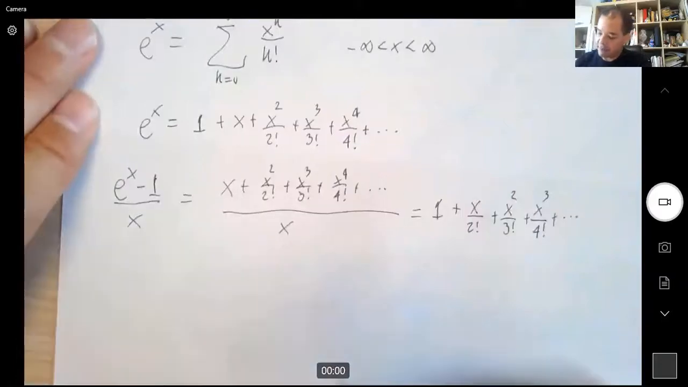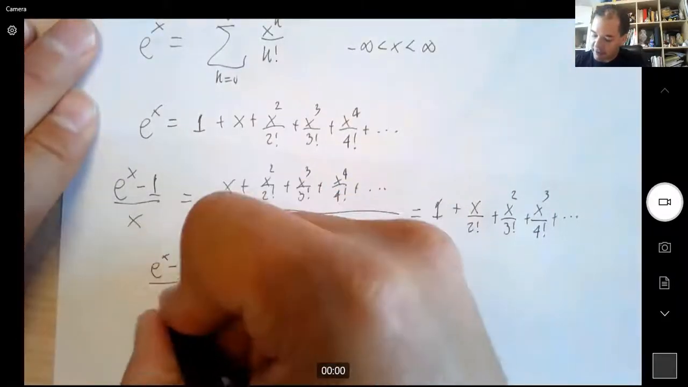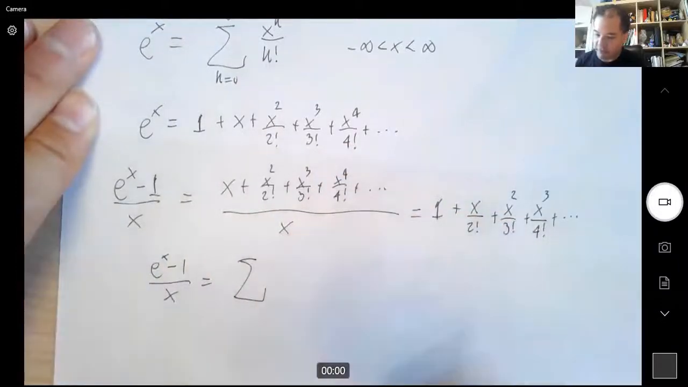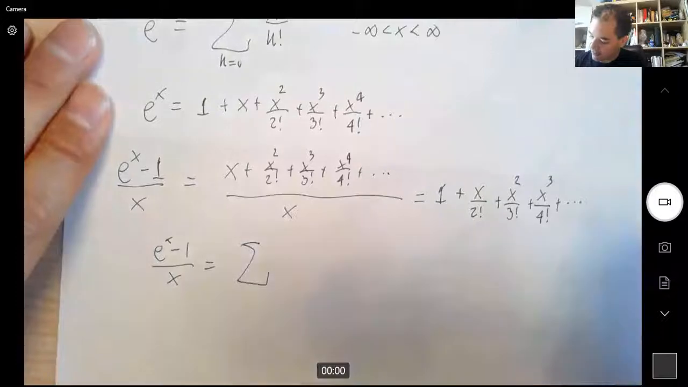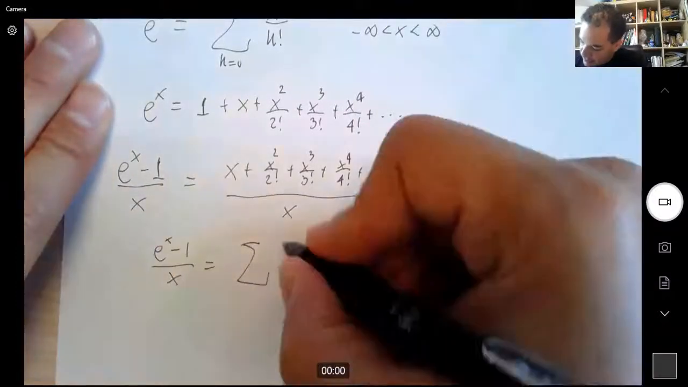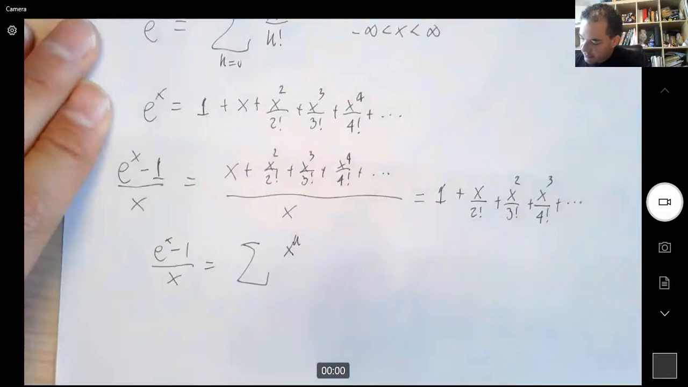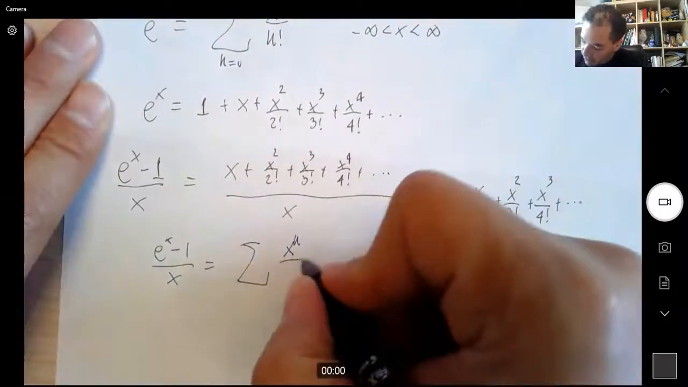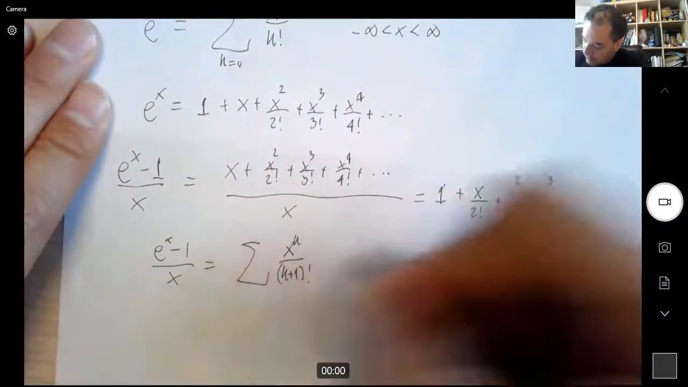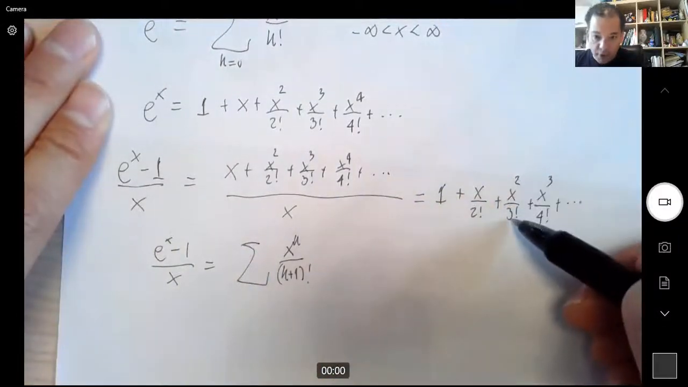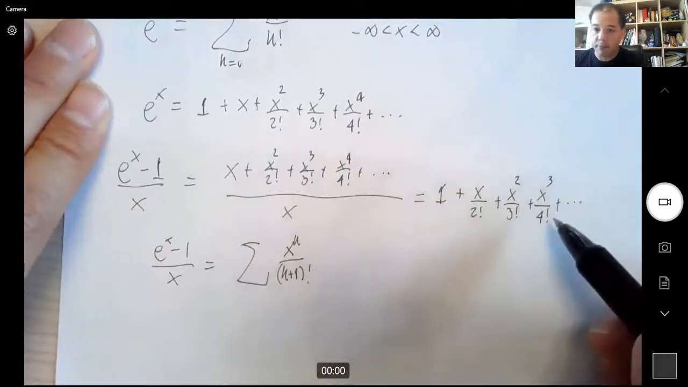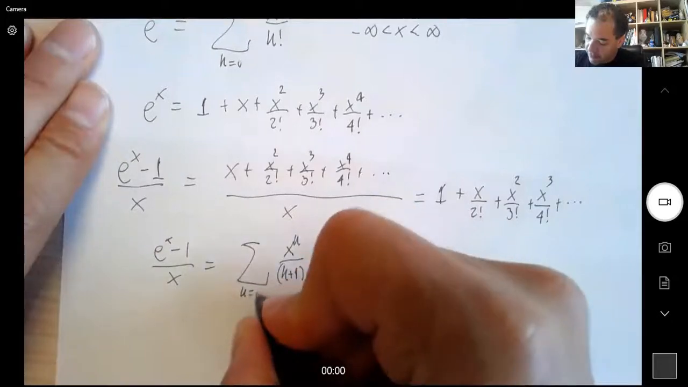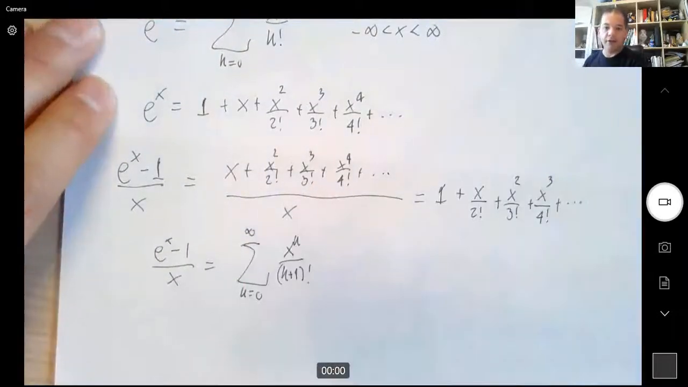Right? Now let's write it back as a series. How can I write this series in sigma notation? Well, it's x to the k, as usual, and then we're dividing by k plus 1 factorial, right? So this time, if it says 2, the number on the bottom is 1 more. If it says 3, the number on the bottom is 1 more, and so on, right? And starting at 0, going all the way to infinity.